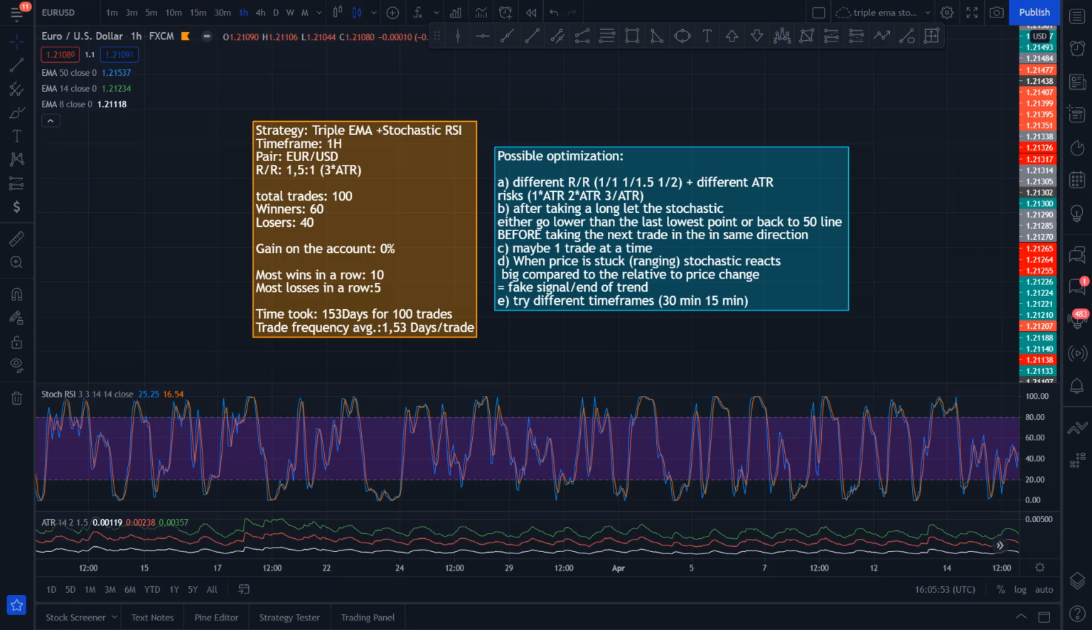So the first one which we are going to try out is the B point, which we discussed earlier. After taking a long position, let the stochastic go back to the 50 line before taking the next position in the same direction. The same goes for taking a short position. After you took the short position, let the stochastic RSI go back to the 50 line before taking the next short position. So we are going to be looking for the same 100 trades, just eliminating those which didn't meet this criteria. Okay, let's get into it. I will see you at the results.